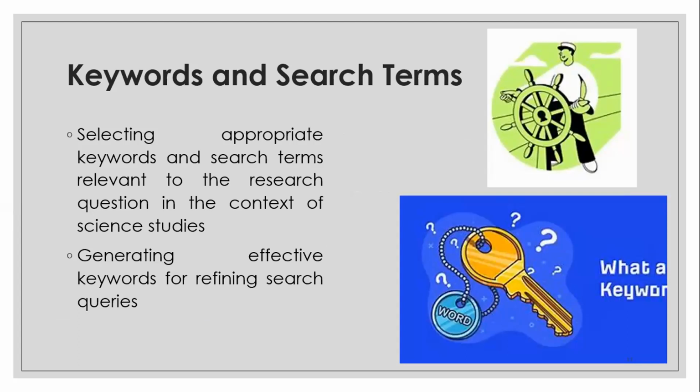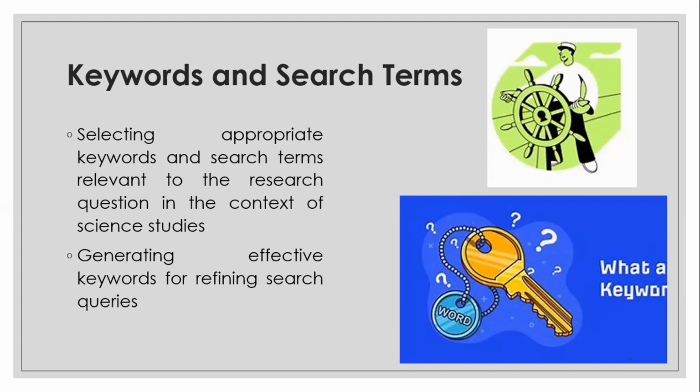Selecting appropriate keywords and search terms relevant to the research question in the context of the science study. Sometimes, when you mention only fermentation, the research will maybe give you the fermentation of bacteria, which is relevant to soybean. But maybe some other fermentation, coming from alcohol, which is not relevant to you. Then you need to filter it and remove it.